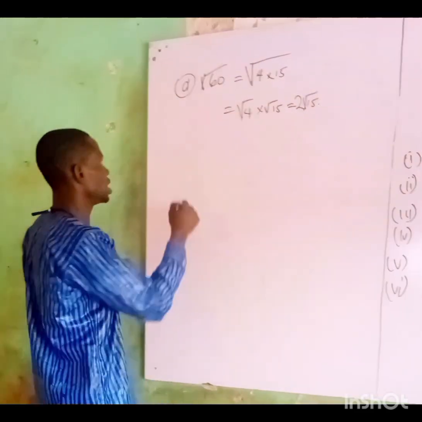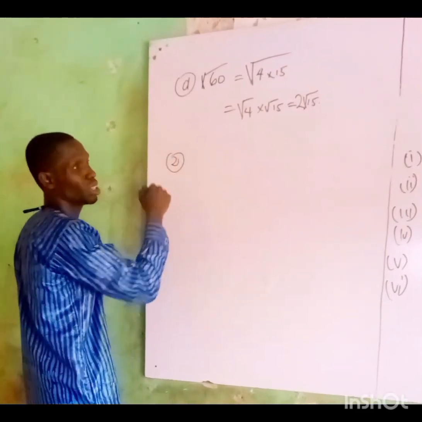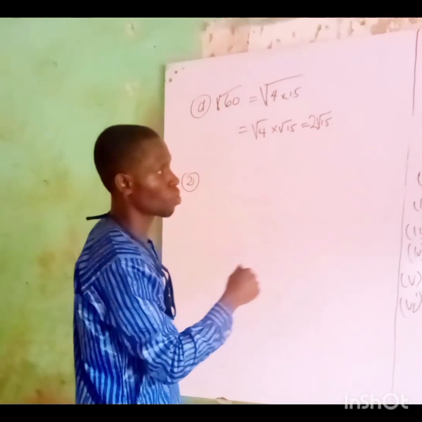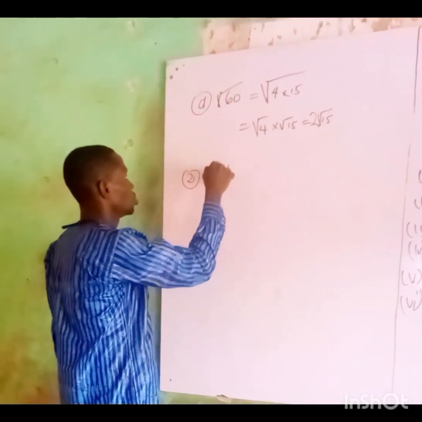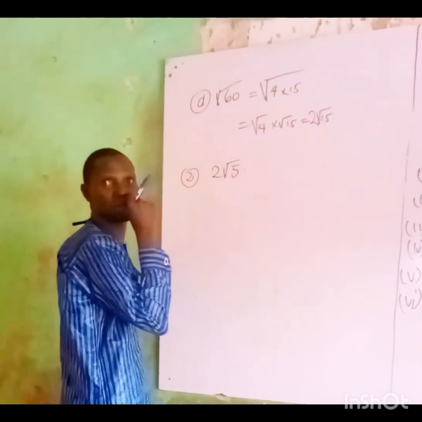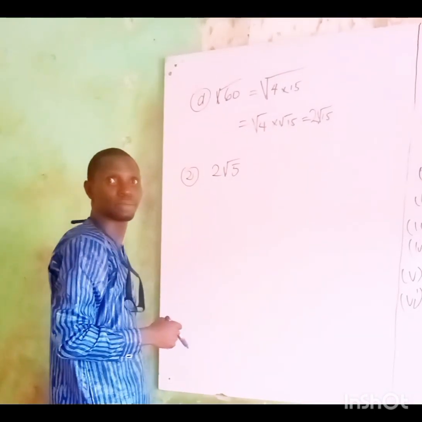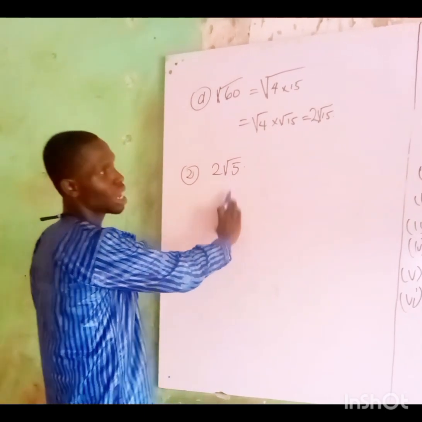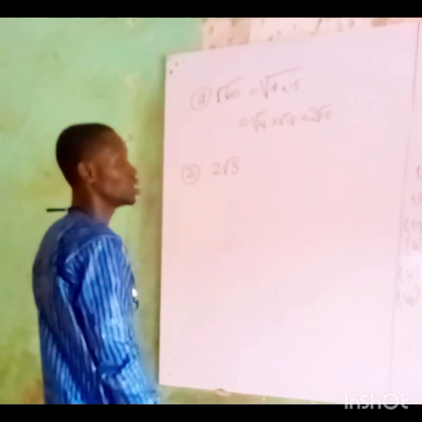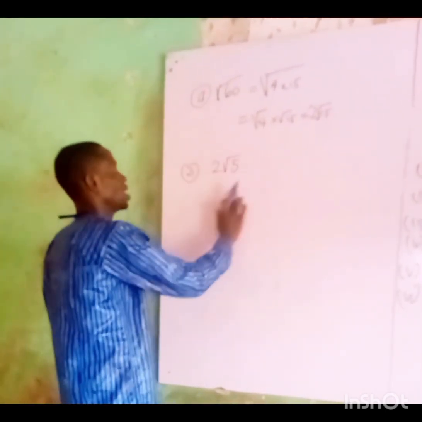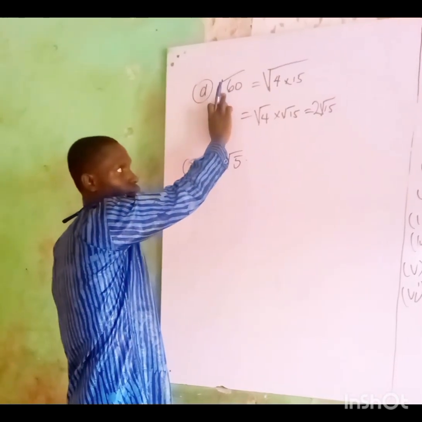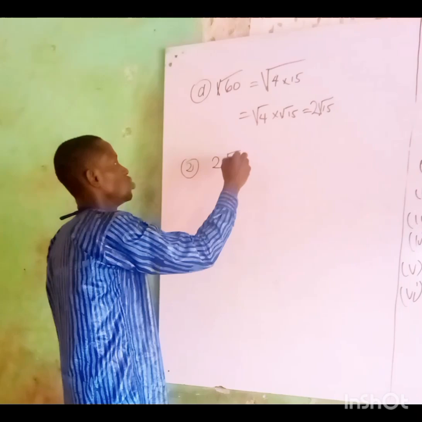Alright, let's quickly solve the number 2 question before we call it a day. A, 2 root 5. What they're expecting us to do here is to express this expression as a single surd like this. So what do we do?